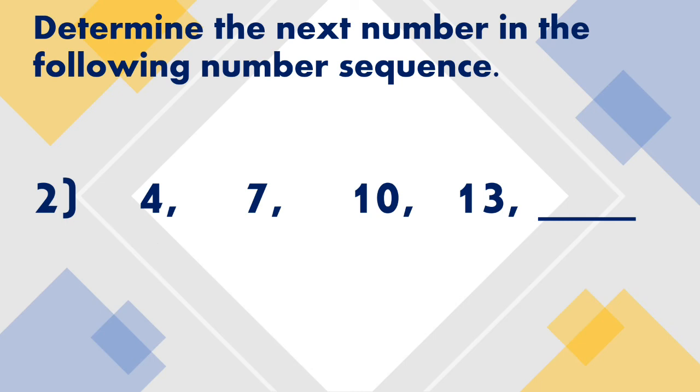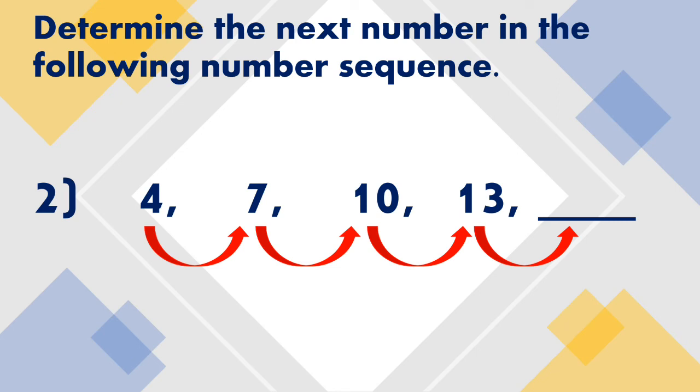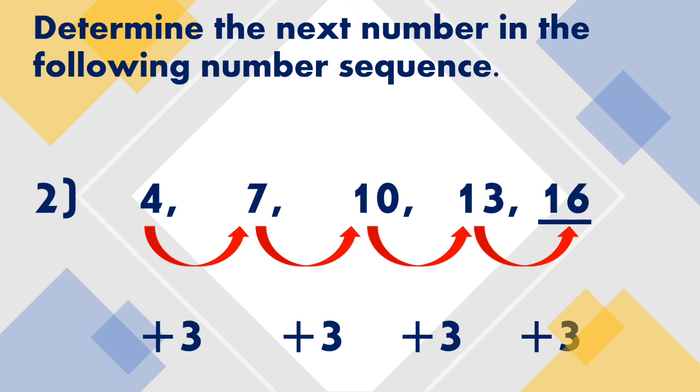For number 2, the number sequence is 4, 7, 10, 13, blank. By adding 3 to the previous term, we can get the next term. So what is your answer? When you answer 16, very good, you are correct.